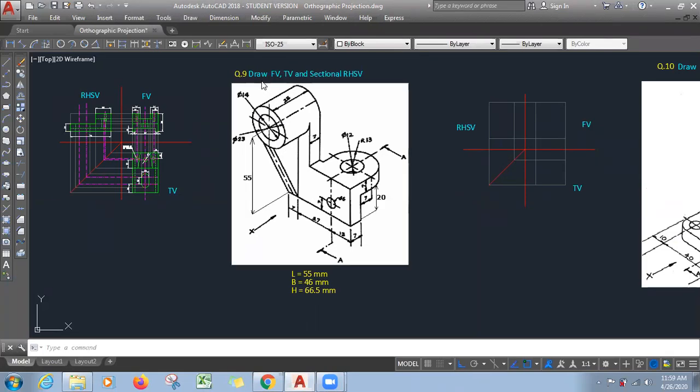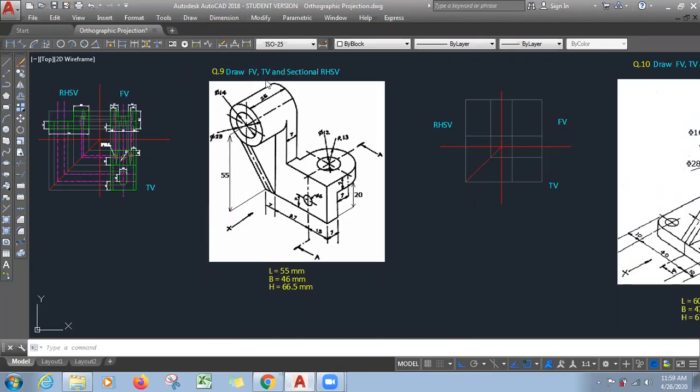Now we'll start with question number 9. In this problem, what they are asking for is to draw the front view, top view, and sectional right hand side view. The right hand side view will be from this direction, and the front view in this direction, so this becomes the length.